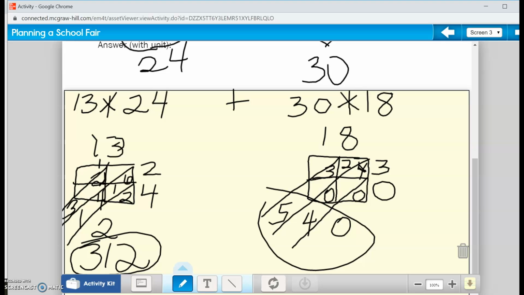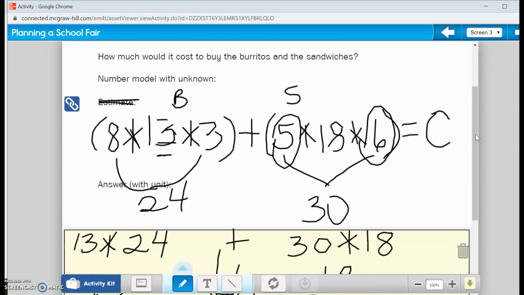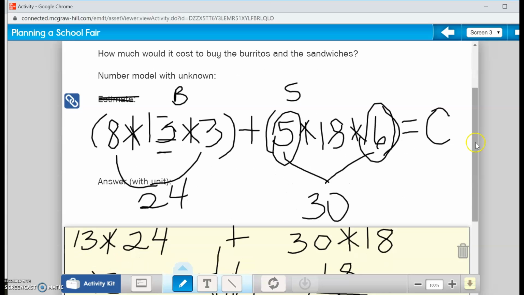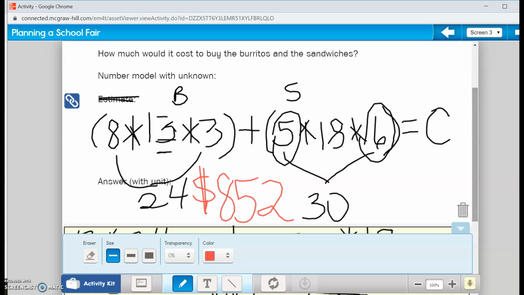So I'm going to add 540 plus 312. And my answer is 2. 4 plus 1 is 5. 8 plus 3 is 8. It will cost $852. So my answer in units is $852. I have my units because it's money. That is what you are writing, boys and girls.